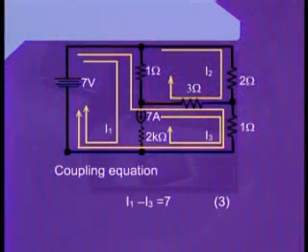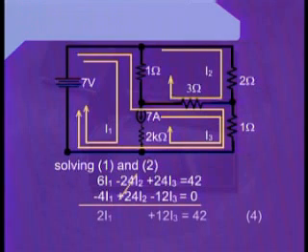Now, in order to write the coupling equation for the branch which is being shared between the two meshes which are comprising the super mesh, we can write I1 minus I3 equals 7. This is due to the reason that there are two currents which are flowing through the sharing branch, and the current source which is connected to the sharing branch is having a value of 7 amperes. Therefore, the net current which will be flowing through this sharing branch, which is in the middle of the super mesh, is I1 minus I3 equals 7.